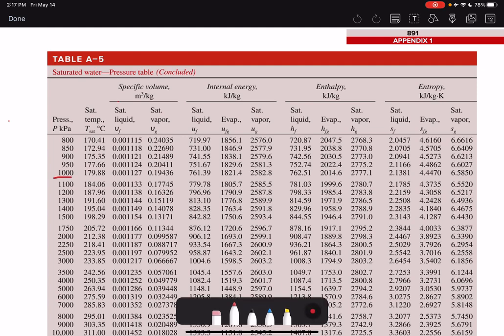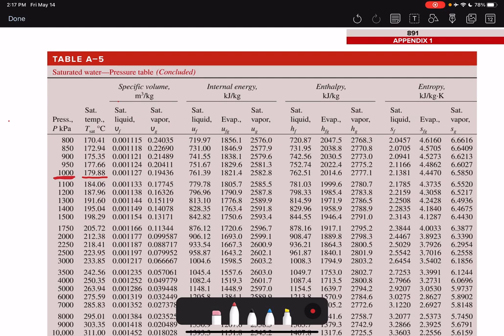So it's a table for water. The first step is we go to table A5. We find our pressure, and following our pressure, we're given the saturation temperature. Okay, so we're given 179.88, and I'm going to go through all the steps of this for now.